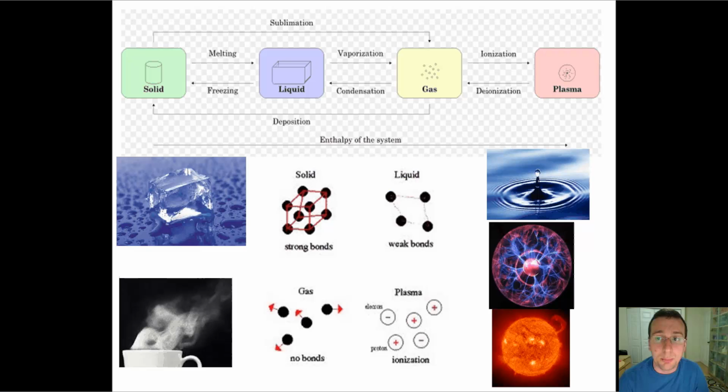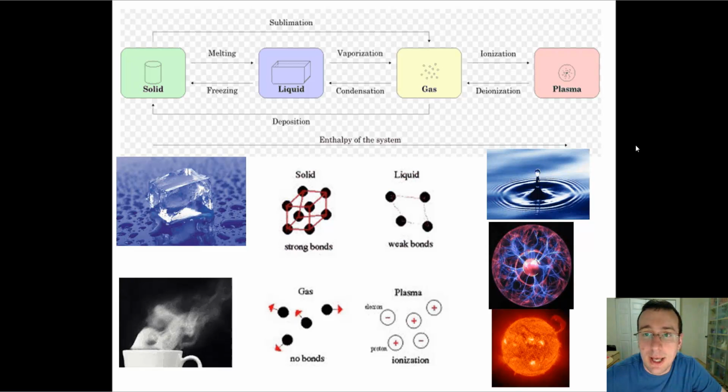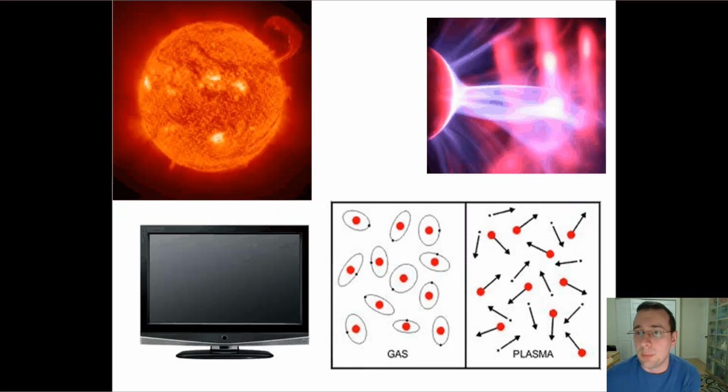And you need to know what plasma is. That's a special state that forms when gas ionizes. And if you deionize plasma, you go back to gas. Now, how do you go from actual gas to plasma? Look at the way the gas looks here, and then look at the way the plasma looks there.